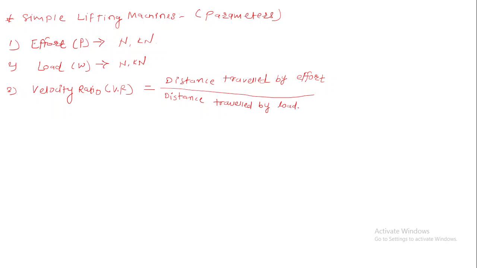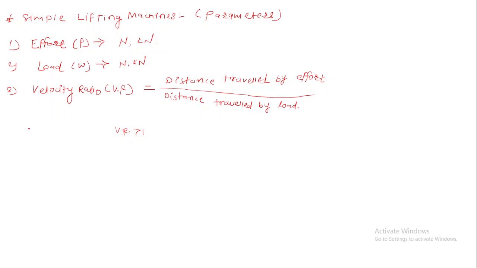Okay, so velocity ratio should be always more than 1, and for a given machine it remains constant. It has no unit because both are distances, so unit will be cancelled. So velocity ratio should be more than 1.